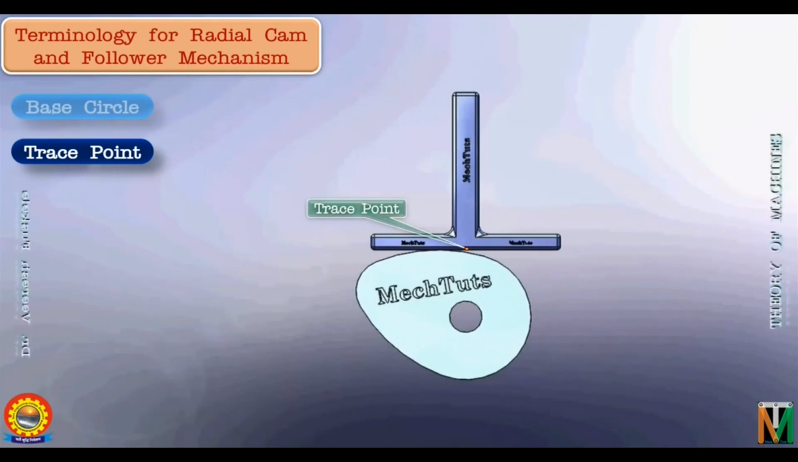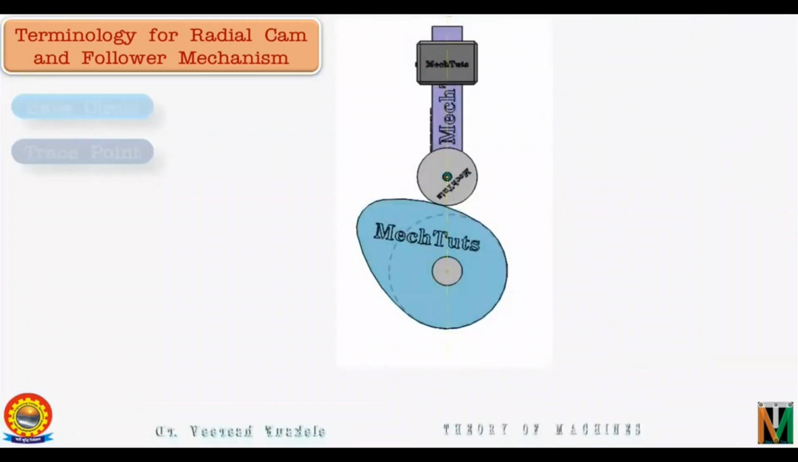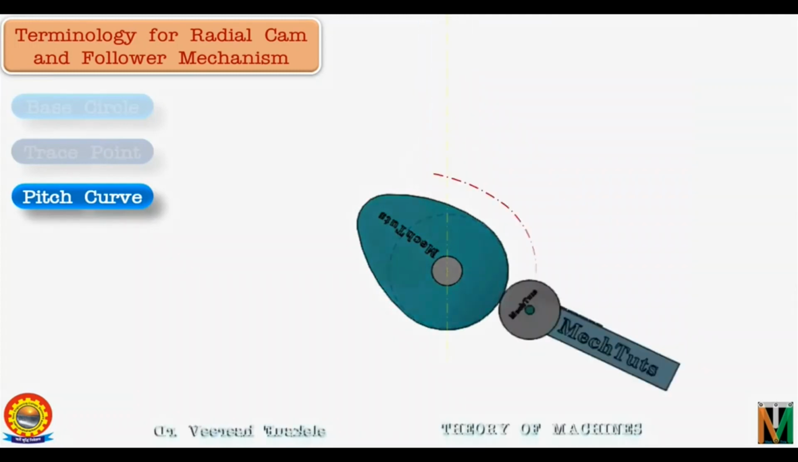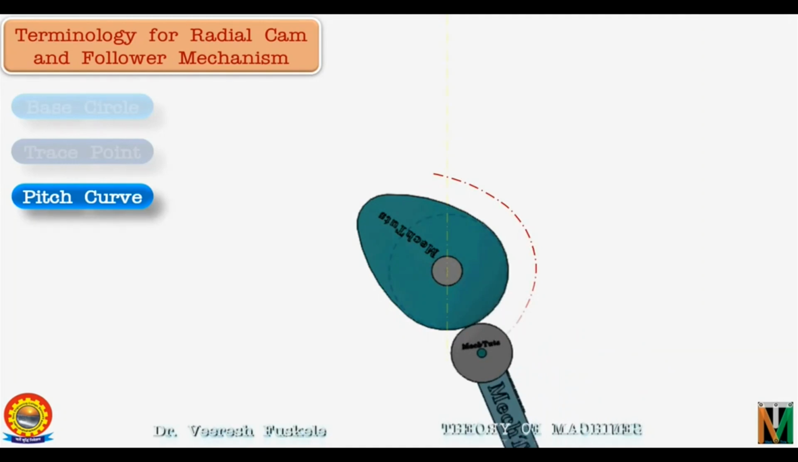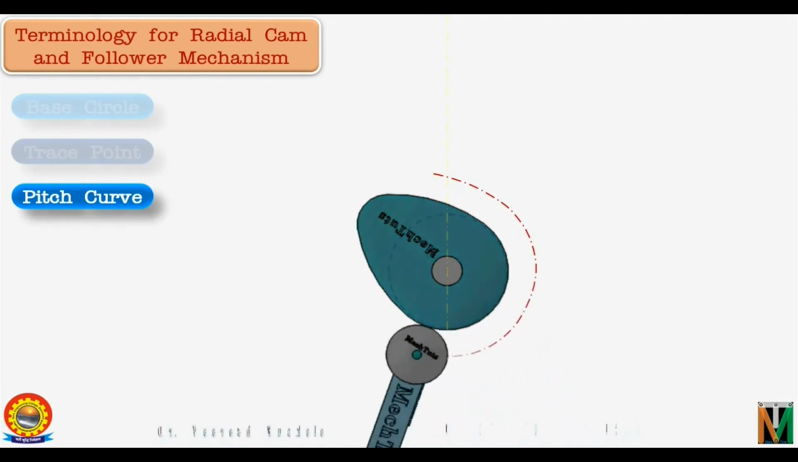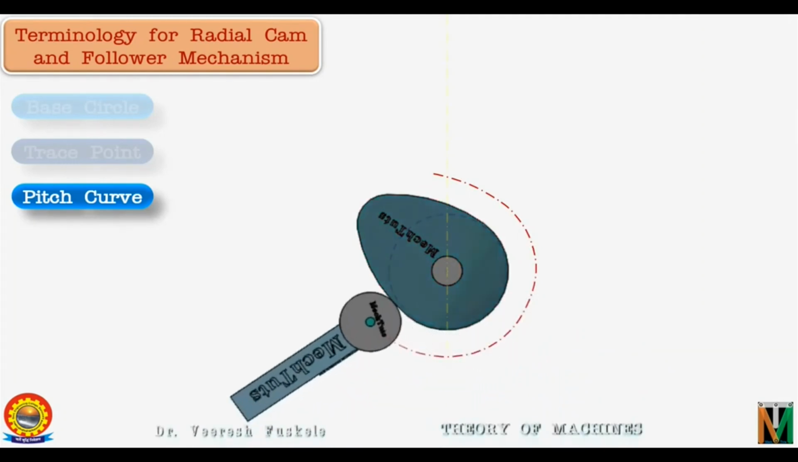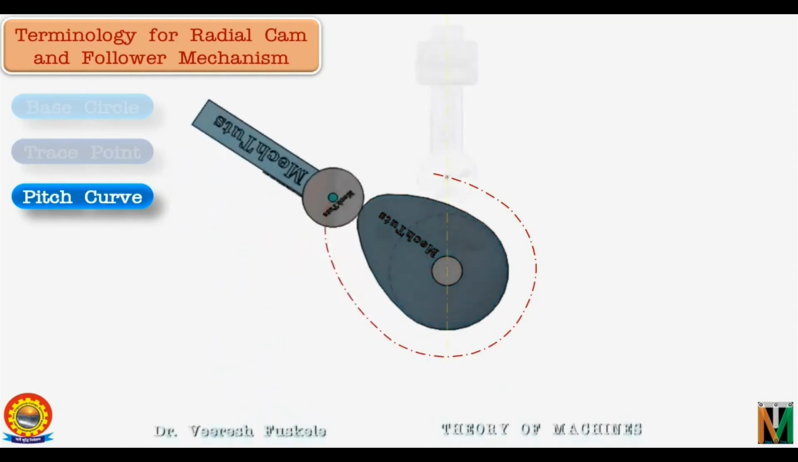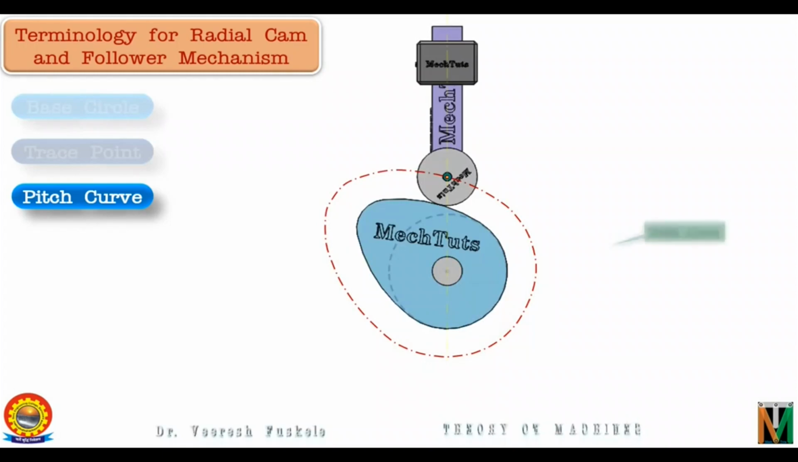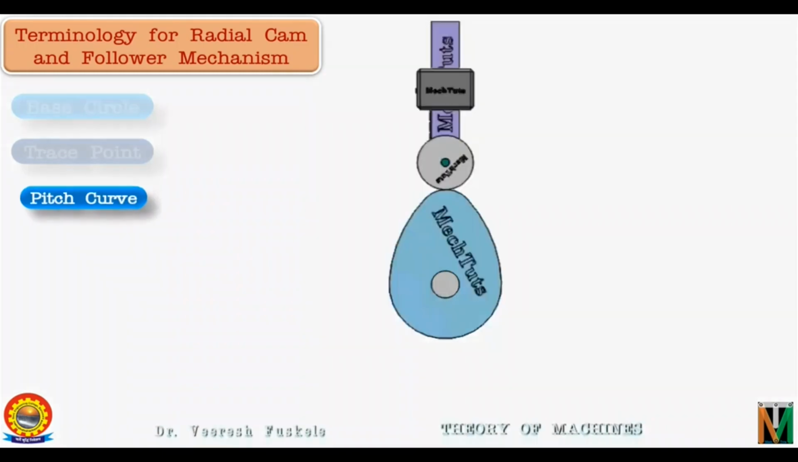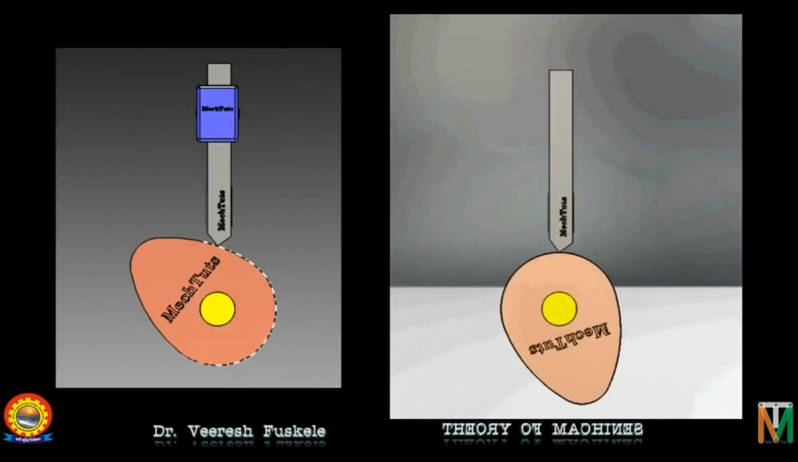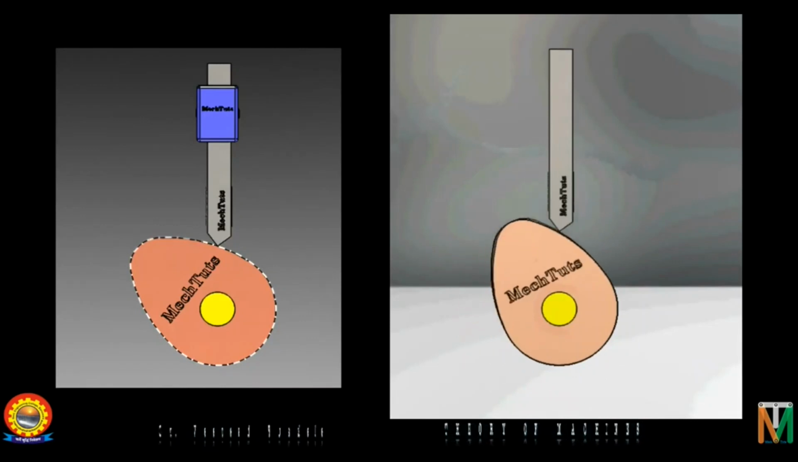Further, in part 2 of this lecture, we discussed the pitch curve, where we learnt how the pitch curve is traced by considering an inversion of the follower mechanism in which the cam is fixed and the roller follower rotates about it. So the pitch curve was defined as the locus of the trace point after kinematic inversion with the cam fixed. We also saw that the pitch curve for the knife edge and the flat face follower is coincident with the cam profile.